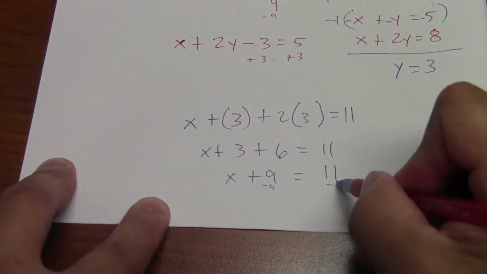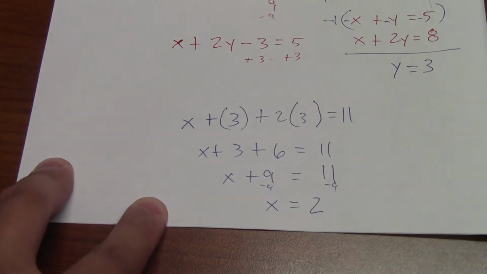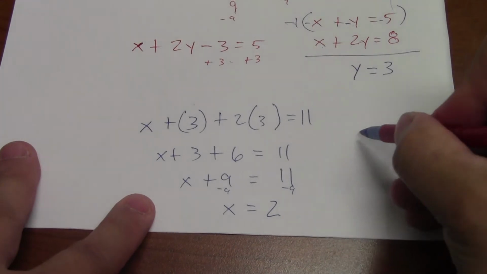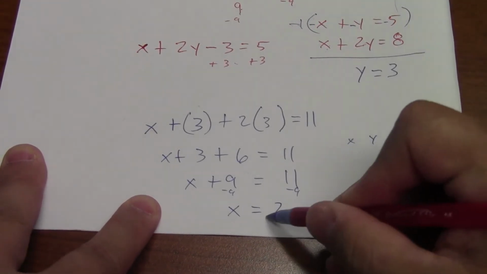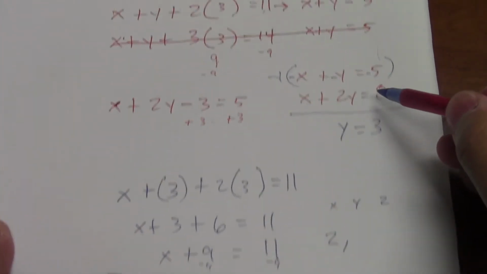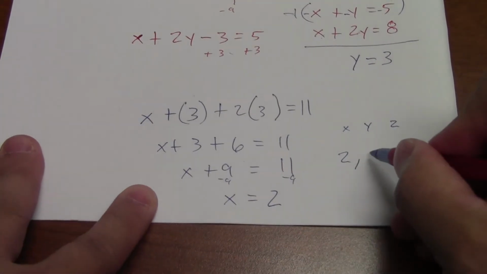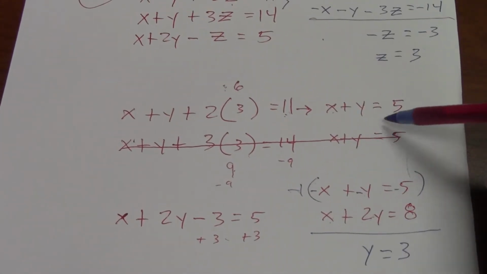Subtract a 9, subtract a 9. x equals 2. So final answer would be in this format: x, y, z. So x is 2, and y and z are both 3. So 2, 3, 3. All right, sorry I screwed up right here.